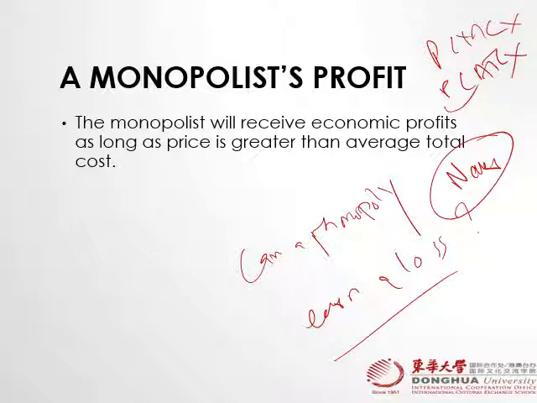Okay, so that is why the monopolist will receive economic profits as long as price is greater than average total cost, right? So if you see in our previous slide, the market price is always greater than average total cost, right? Okay.